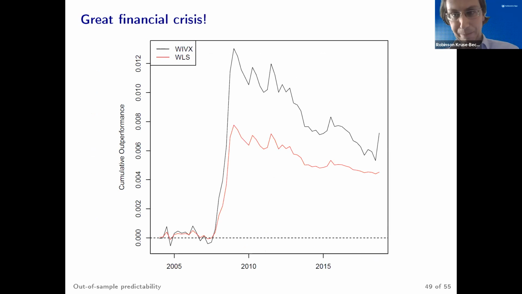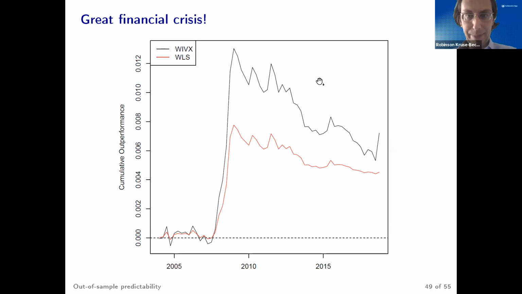If you look at a recursive comparison between weighted IVX and weighted least squares, you can see they perform almost similar before the crisis, around 2008. And then when the crisis hits and volatility gets even stronger, we have very strong heteroscedasticity in that period, then you can see also differences there.